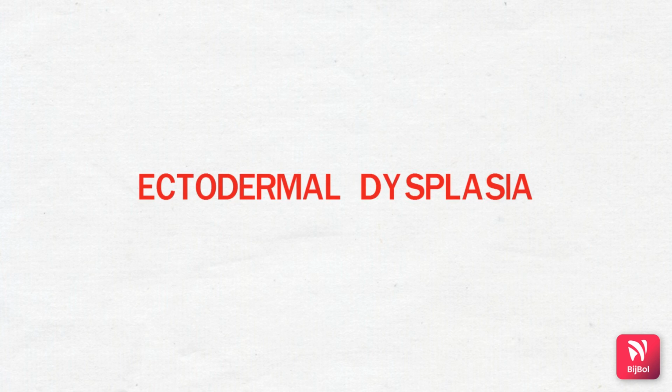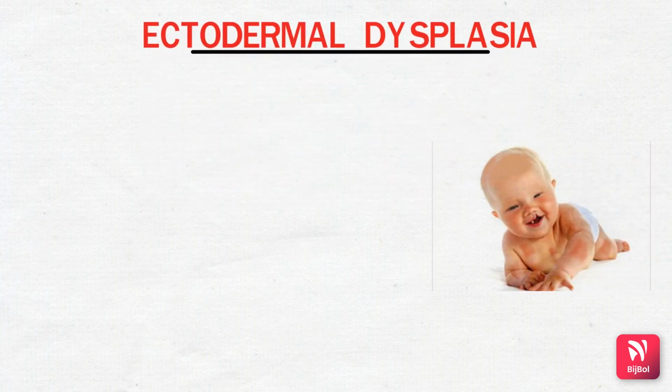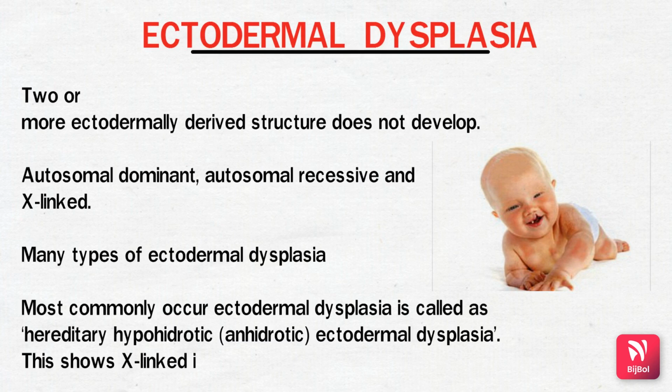The next defect which we are going to deal with is ectodermal dysplasia. It represents a group of inherited diseases in which two or more ectodermally derived structures do not develop. It can be autosomal dominant, recessive, and X-linked. There are many types of ectodermal dysplasia, but they are very rare. The most commonly occurring is the hereditary hypohidrotic ectodermal dysplasia, showing X-linked inheritance.